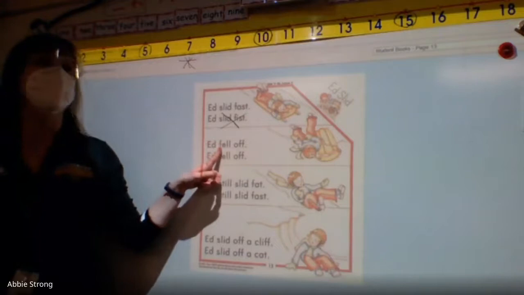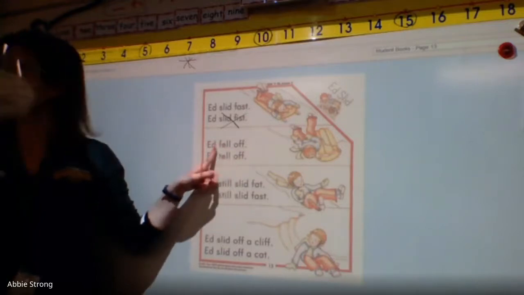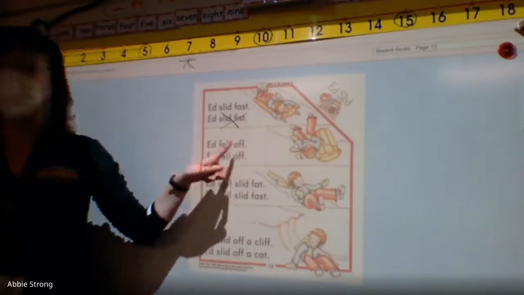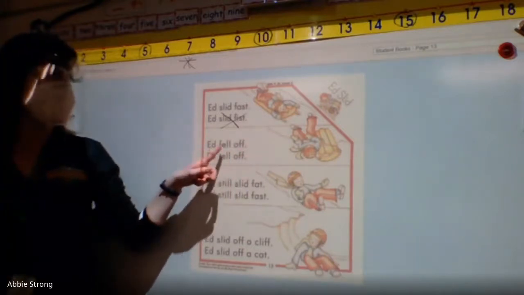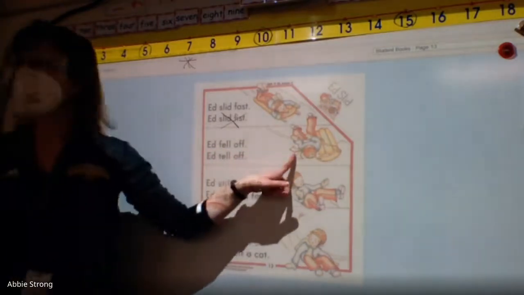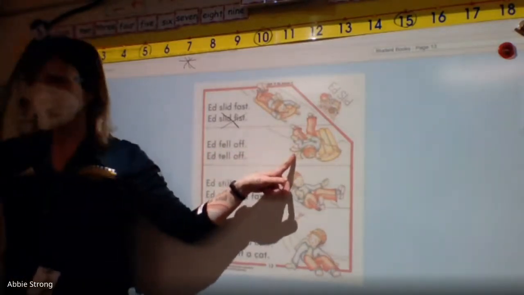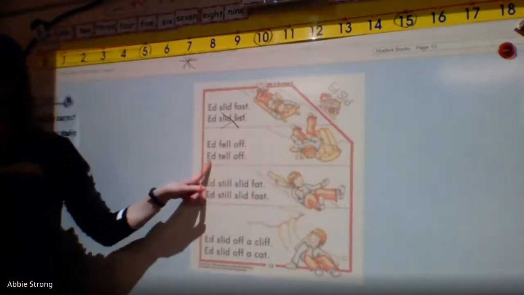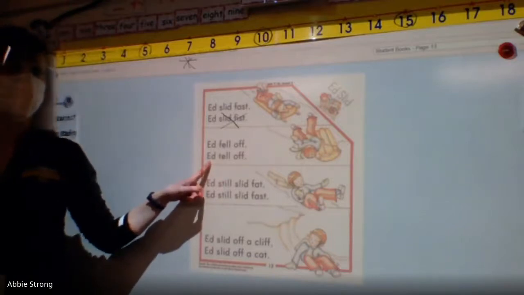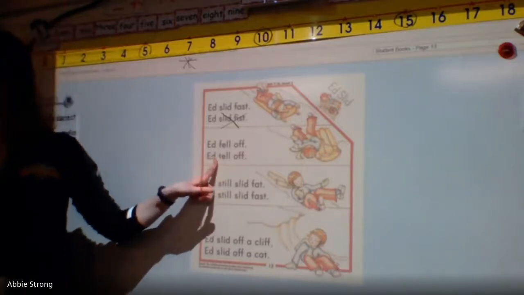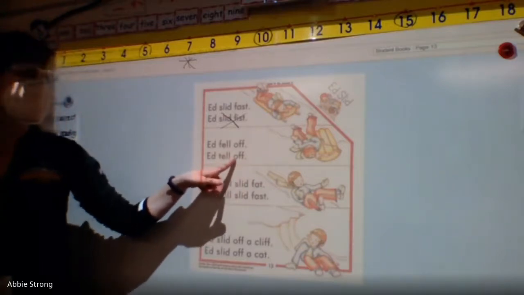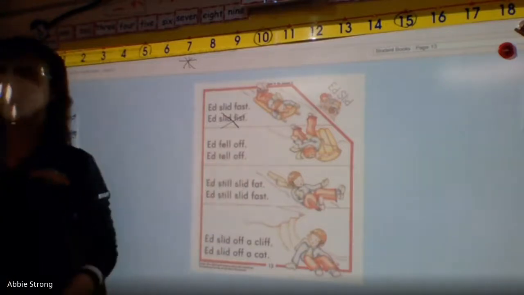Ed fell off. Read it again. Ed fell off. Does that look like he fell off his sled? Yeah, let's read to see what this one says. Here we go. Put your finger on the paper. Blend with me. Ed tell off. Which one makes sense?